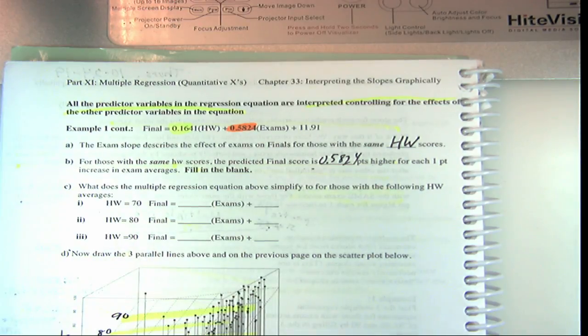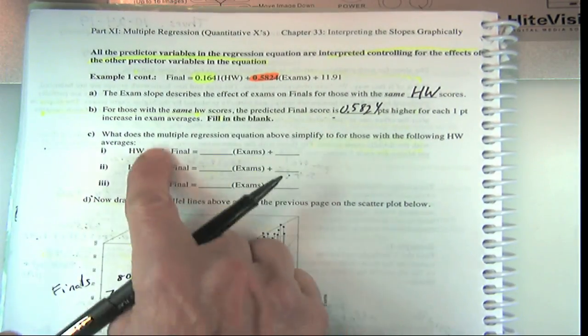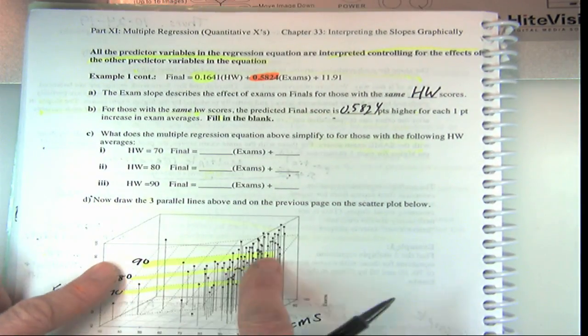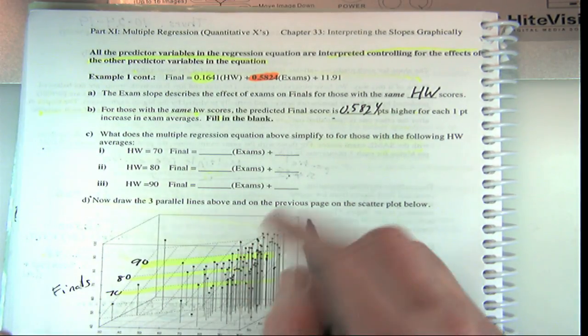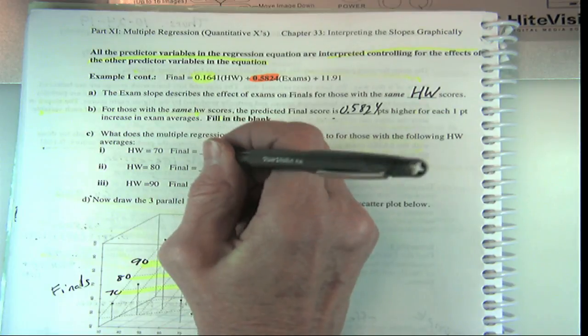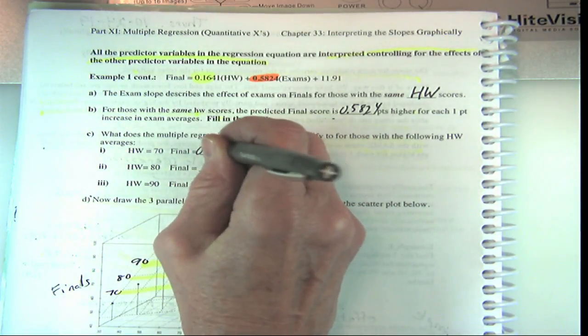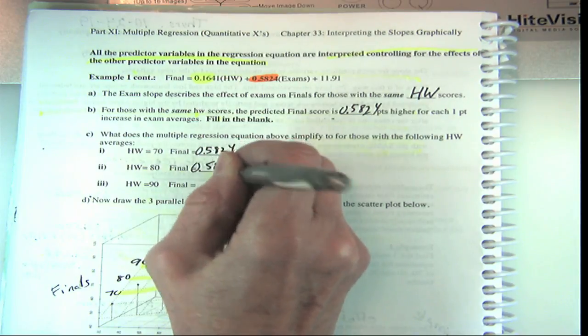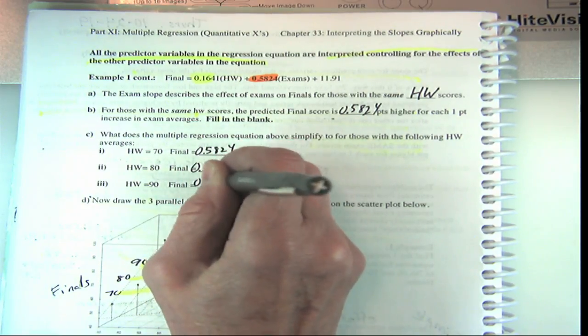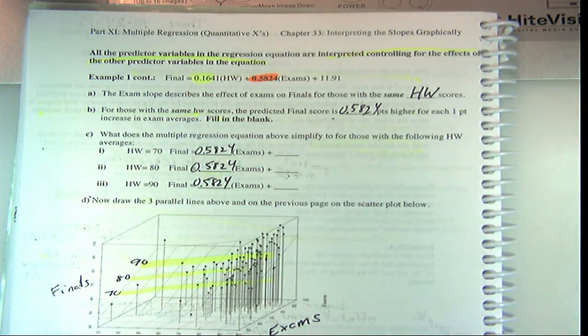All right, so let's find these three equations here. Can you see where they're going to be? They're each going to have a slope of what? 0.5824, 0.5824, and 0.5824. But the exams are going to differ.